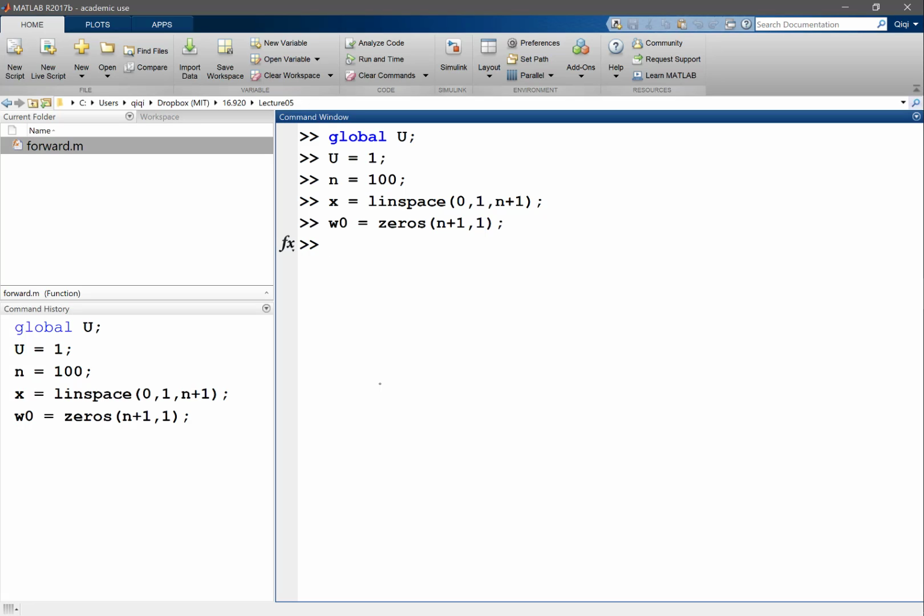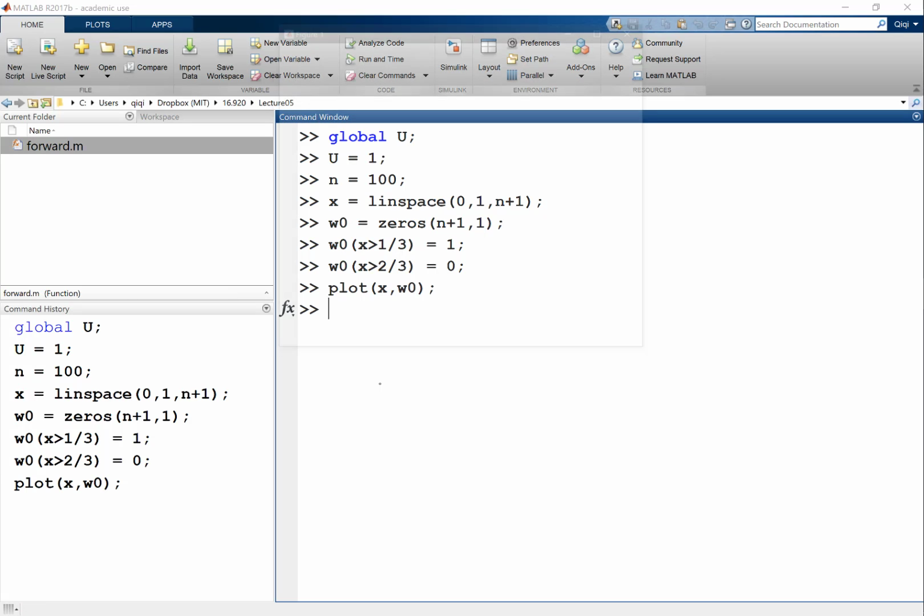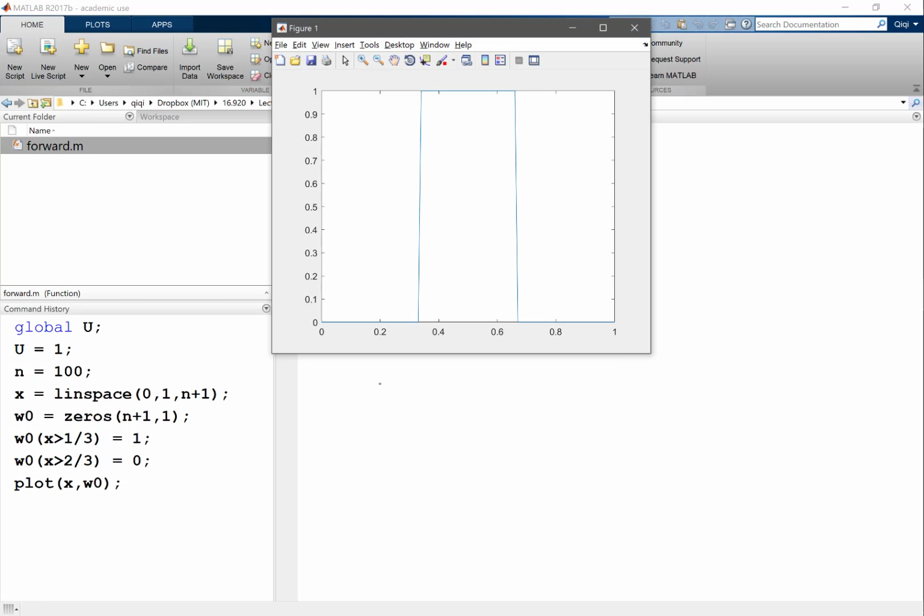And we want to set the middle third to be 1. So W0 of x greater than 1/3, let's set it to 1. And then x greater than 2/3, let's set it to 0. So if you plot now x and the W0, the solution is what we wanted, right? So we have a square wave.